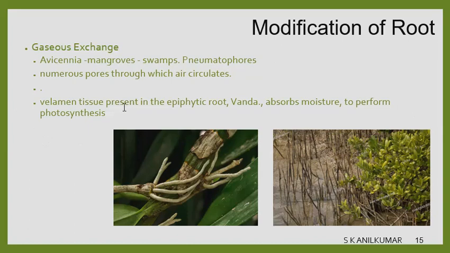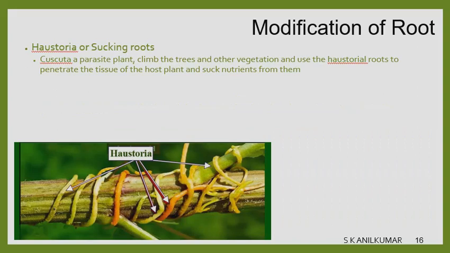Then there is velamen tissue in epiphytic roots of vanda. This absorbs moisture to perform photosynthesis. The velamen tissue absorbs moisture from the atmosphere, and this moisture is sent to the leaves for doing photosynthesis. So these are the modifications of roots for breathing or absorbing atmospheric gases.